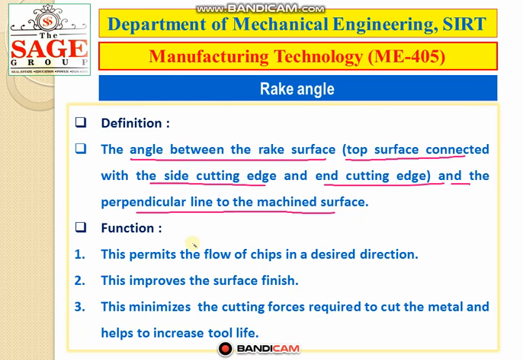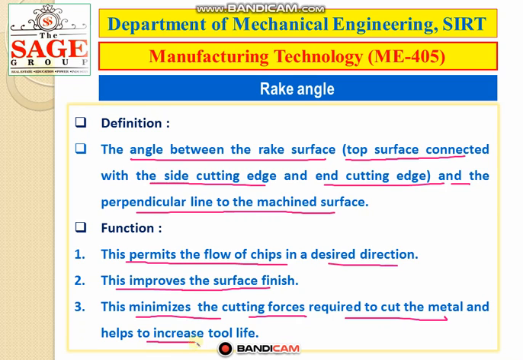Now what are the functions of the rake angle? The rake angle permits the flow of chips in the desired direction, means the rake angle facilitates the flow of chips in the desired direction. This also improves the surface finish, and this angle minimizes the cutting forces required to cut the metal and helps to increase the tool life. So these are the functions of the rake angle.